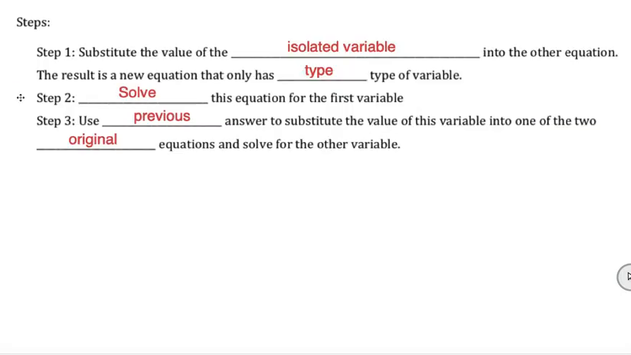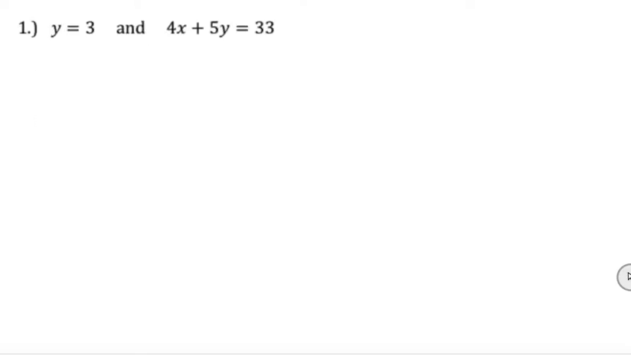And while we're going through this example, we're going to go through these three steps. First of all, we're going to substitute the isolated variable into the other equation. The result is a new equation that only has one variable, so it'll be all x's or all y's in the examples we do today. Then we're going to solve that new equation for the first variable, and then we're going to substitute one more time. We'll take the answer and plug it back in to one of the original equations. So let's look and see what that looks like.